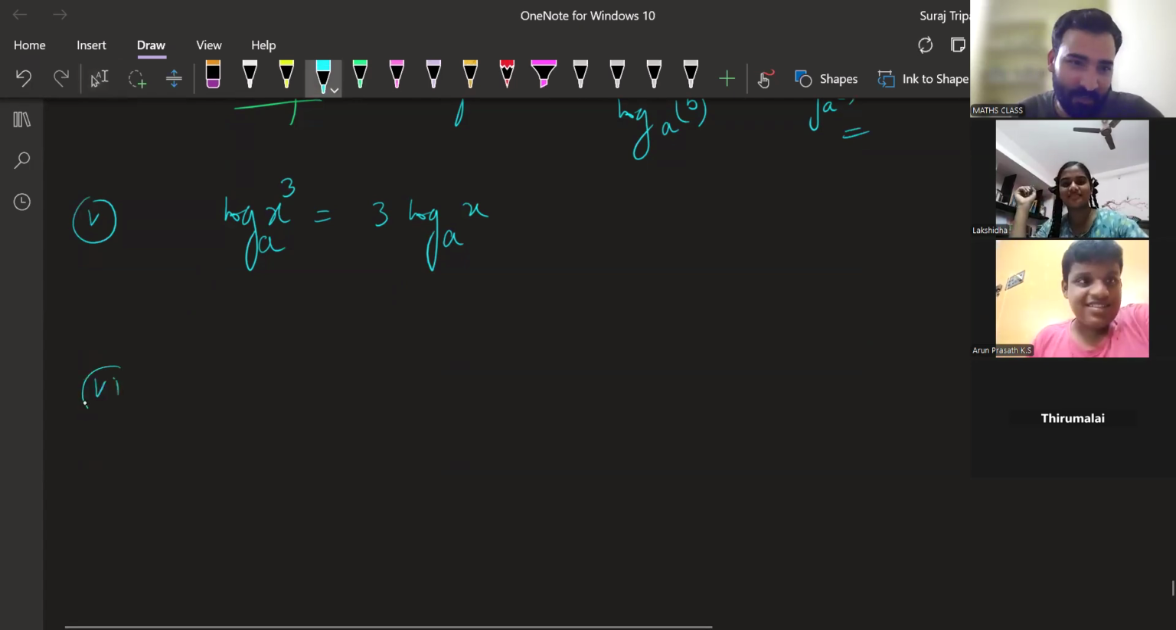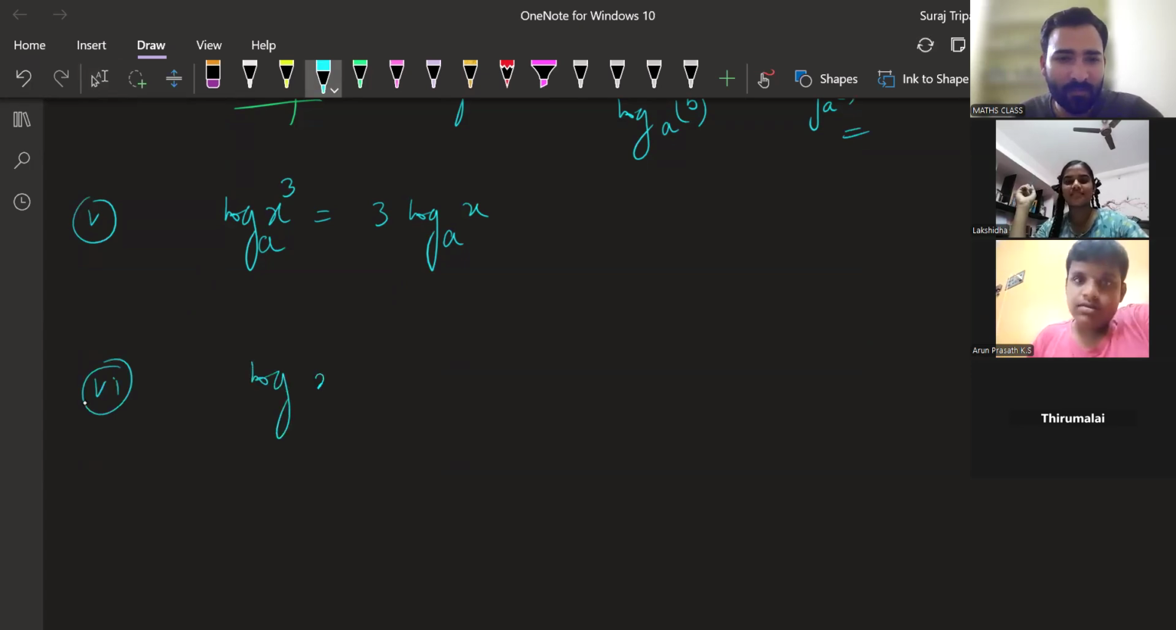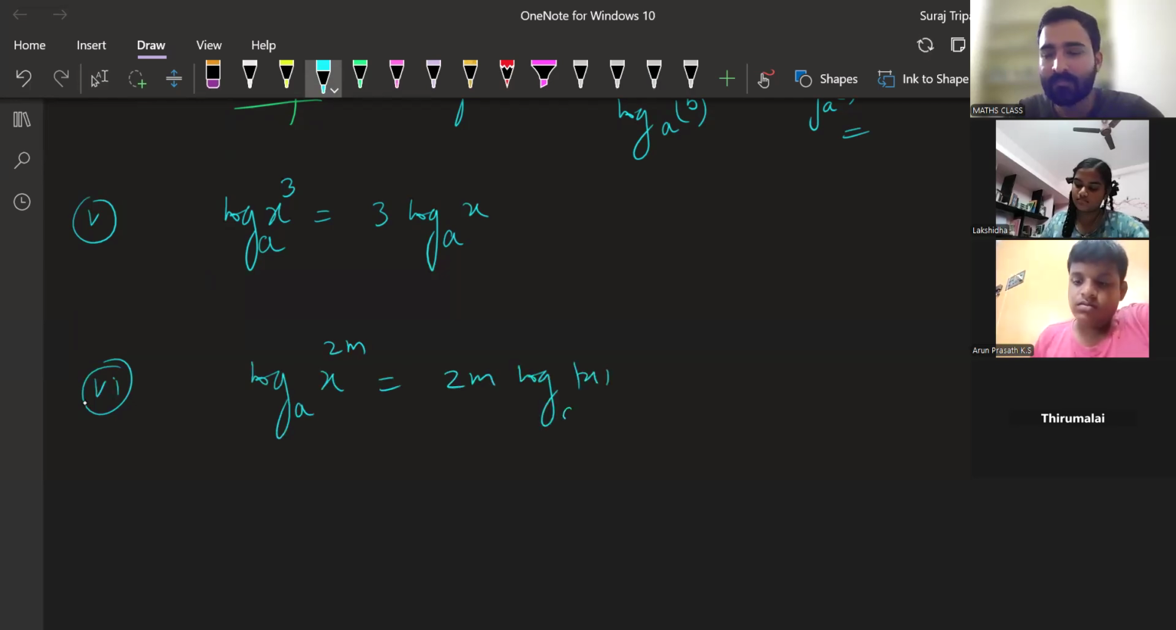For the sake of completion, you can also write down log of x raised to 2m to the base a. It is always equal to 2m times log of mod x to the base a. For an odd index, you can just take it outside. No problem. No need to put mod here. Both are defined for the same values of x.